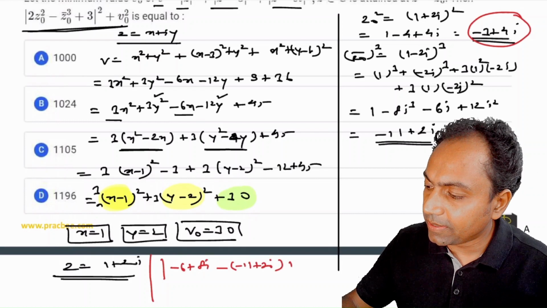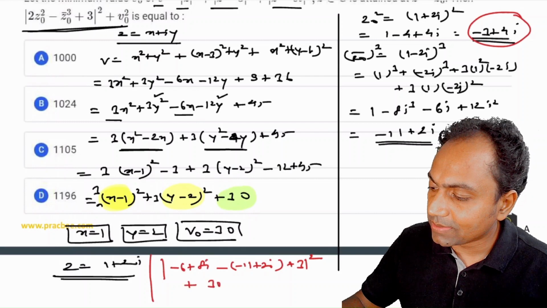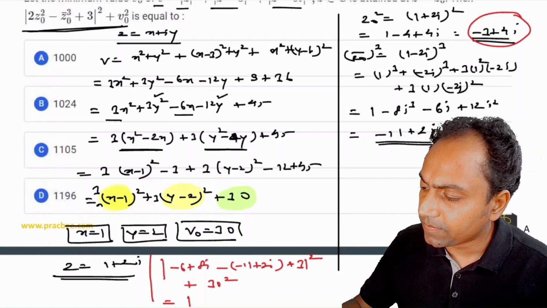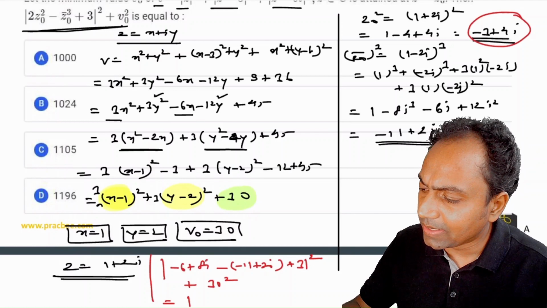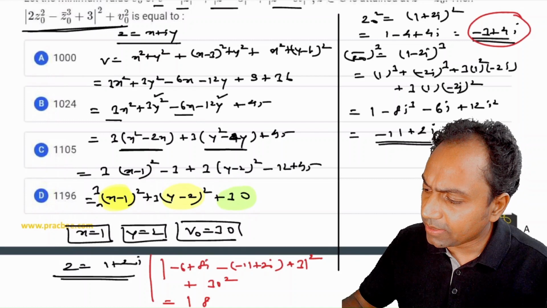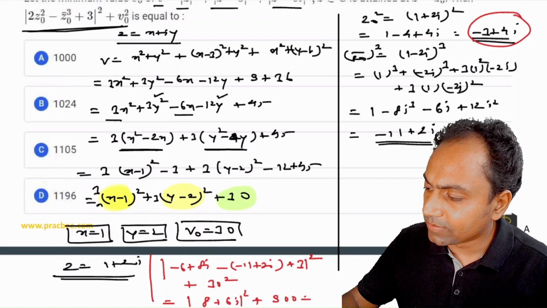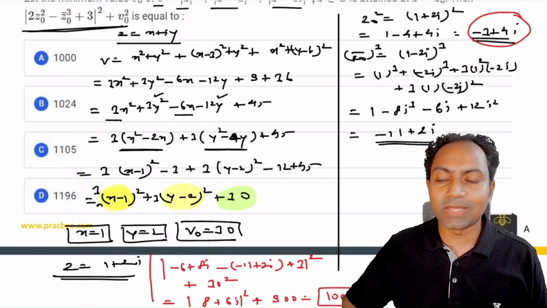And then finally 3 is added, then the square of this plus v naught square, that is 30 square. If I simplify this, what you're getting inside the mod, after simplification, is 11 minus 6 plus 3, that would become nothing but 8, and then plus 6i, okay, mod whole square plus 900, and that comes out to be 1000. And that matches our option A.